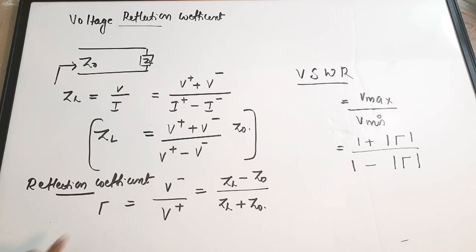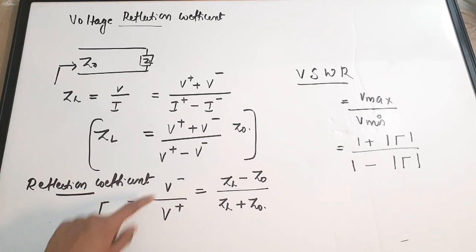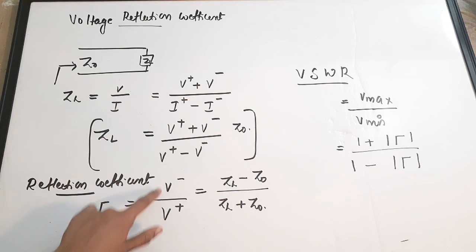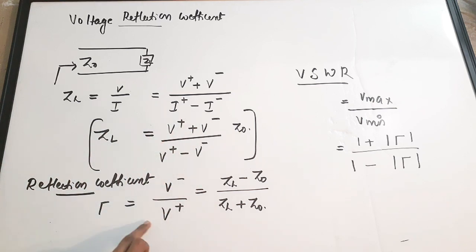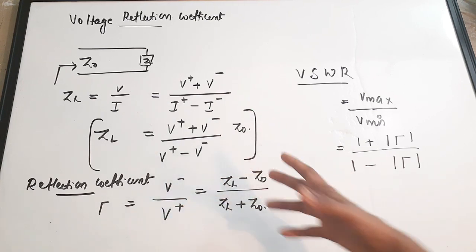Now, what is the reflection coefficient? The reflection coefficient, denoted by tau, is the ratio of the reflected wave V- to the incident or forward traveling wave V+. It is V- by V+. From the previous relation, we get V- by V+ is equal to (ZL minus Z0) by (ZL plus Z0), where ZL is the load impedance and Z0 is the characteristic impedance of the transmission line. So these equations are very important.